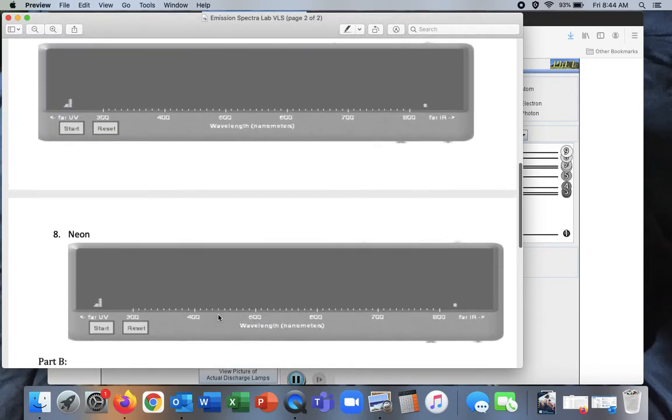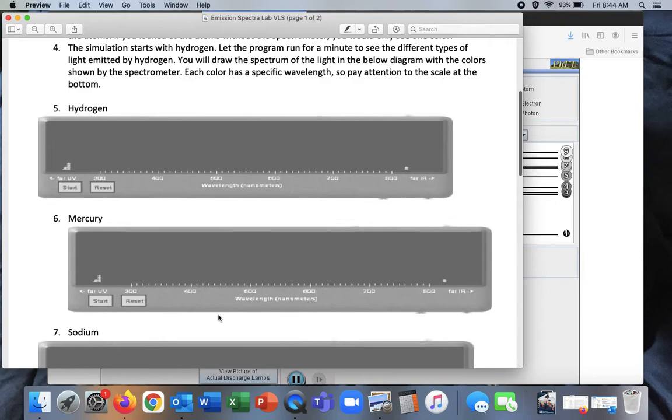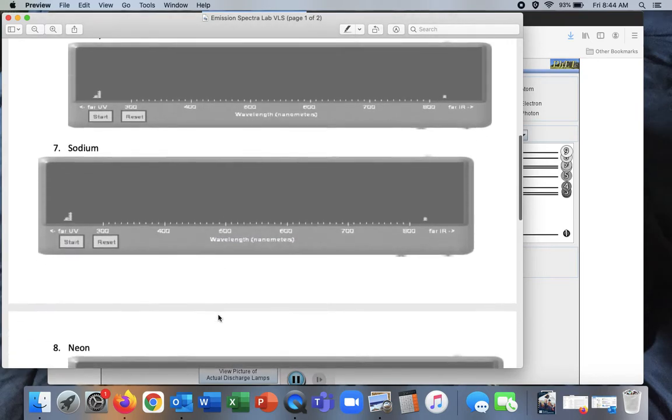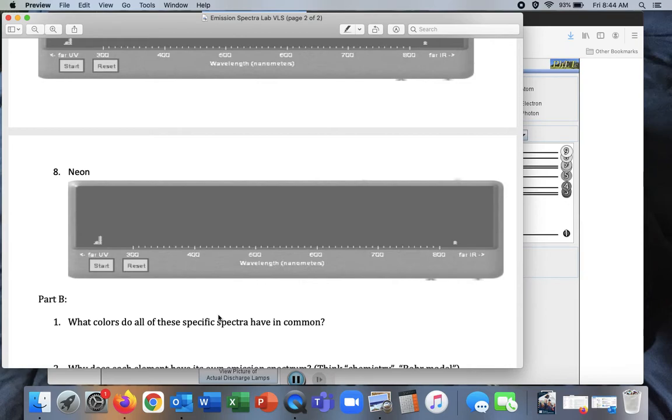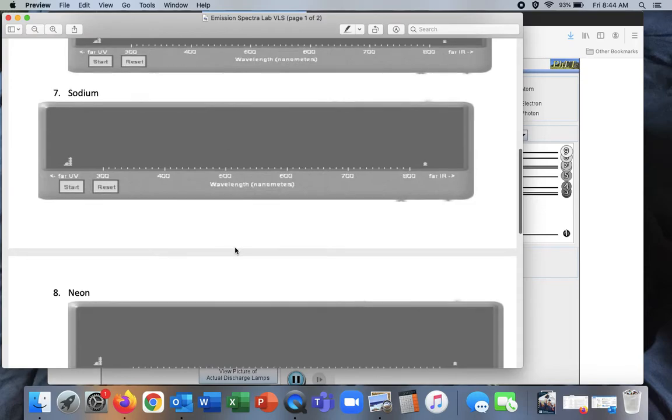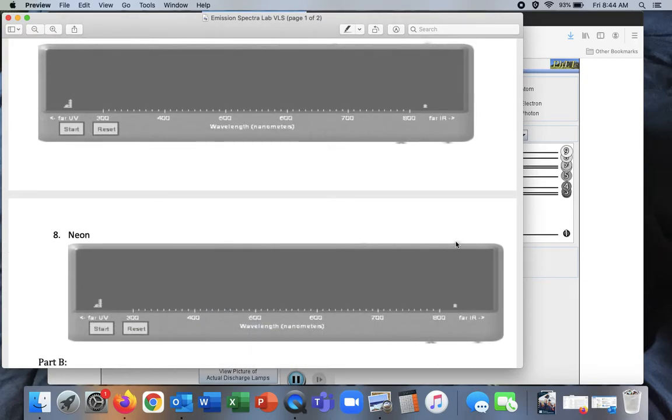If you were in person, you should have seen the spectrums and drawn them on your own papers. And again, you get to see the specific colors. It was more difficult to measure wavelength. So if you're in person, you're not as precise about wavelength. So that's part A.